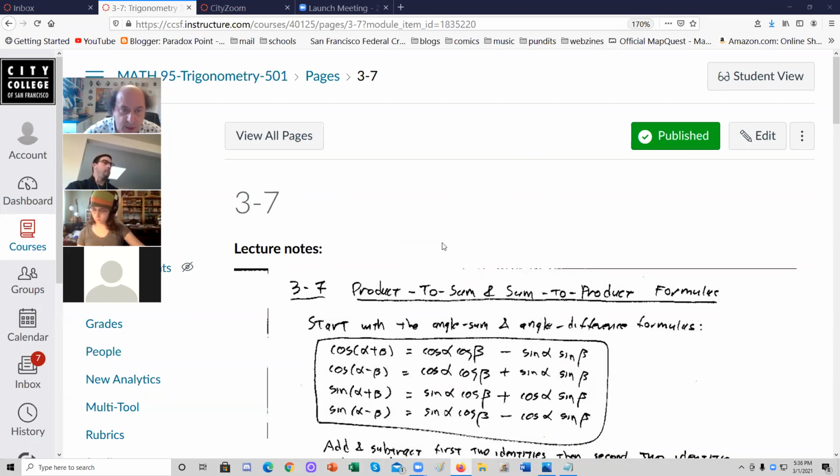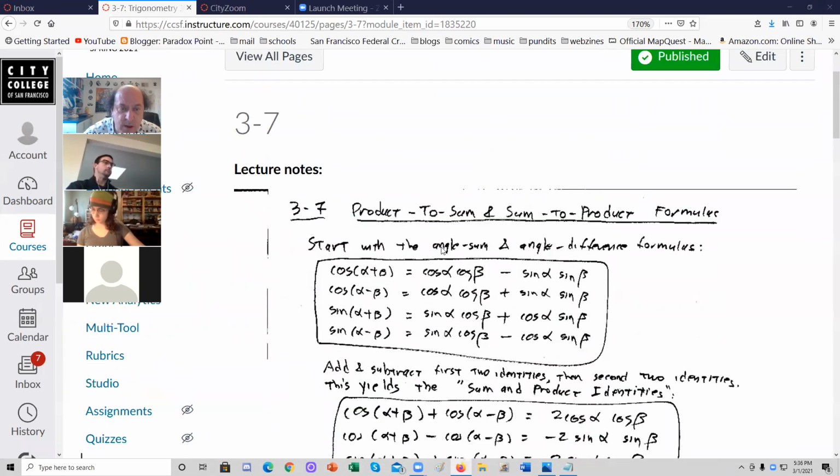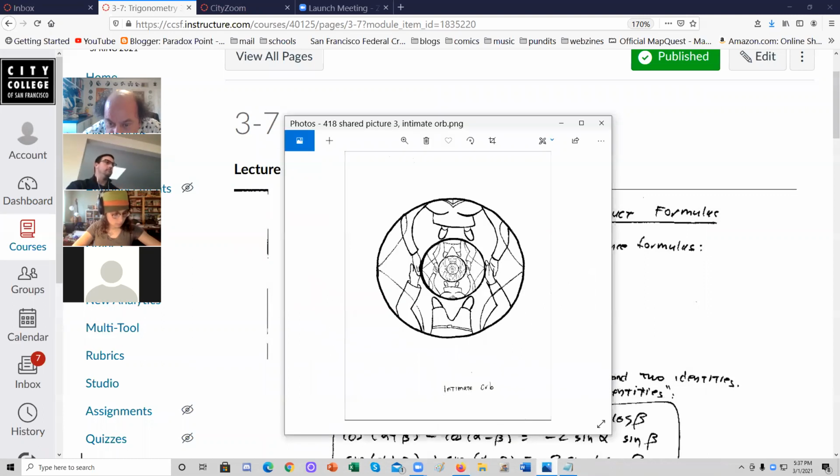Okay. Today we'll be doing the end of chapter 3, and so therefore, chapter 3 will be due next Monday, the 8th. 3.7, product to sum and sum to product formulas. We'll also move on to 4.1, right angle trigonometry.